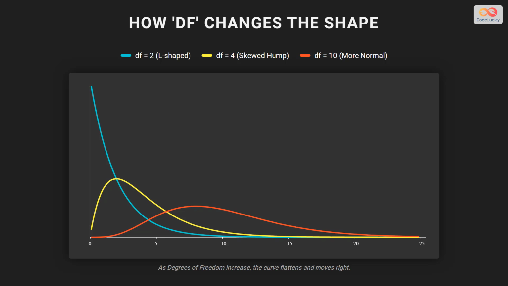Notice how the shape transforms as the degrees of freedom increase. When df is low, like 2, the curve looks like an L shape, hugging the left side. As we increase to 4, a hump begins to form, but it is still heavily skewed. By the time we reach 10 or higher, the curve flattens out and shifts to the right, beginning to look more like a normal bell curve. This shifting shape is unique to the chi-square family.